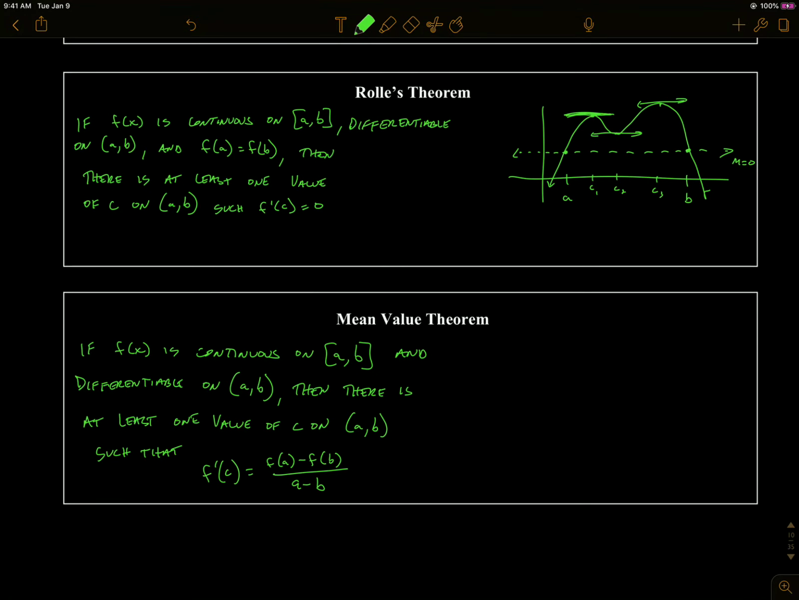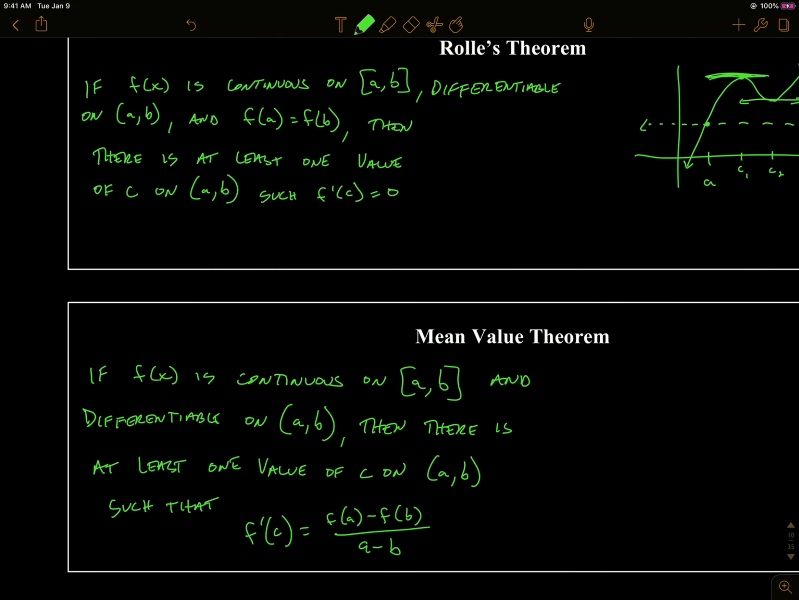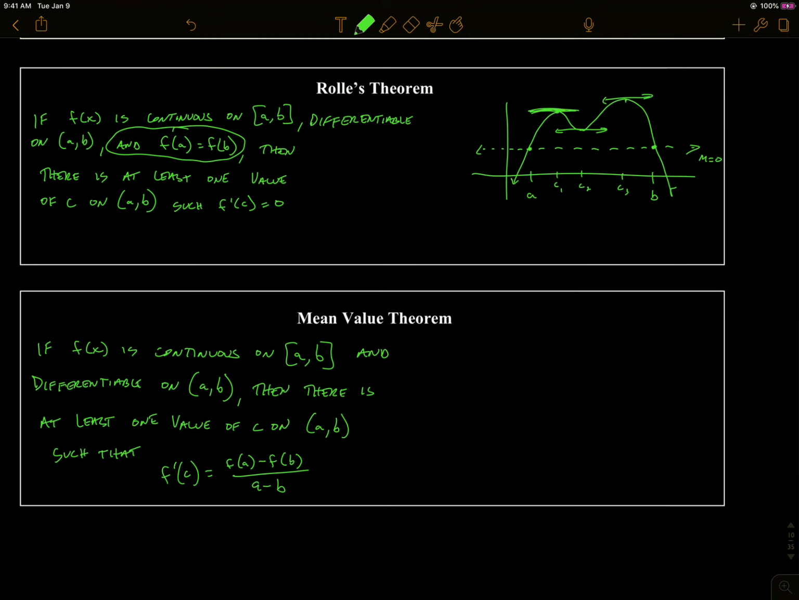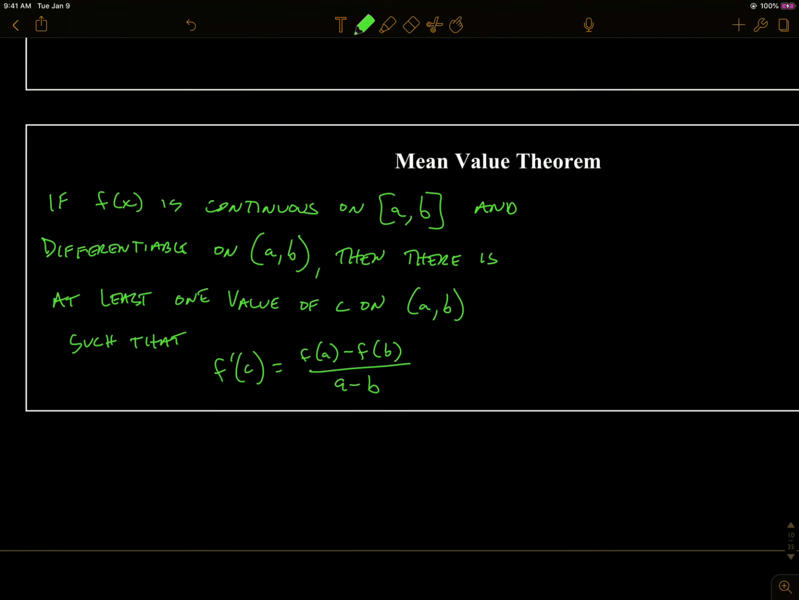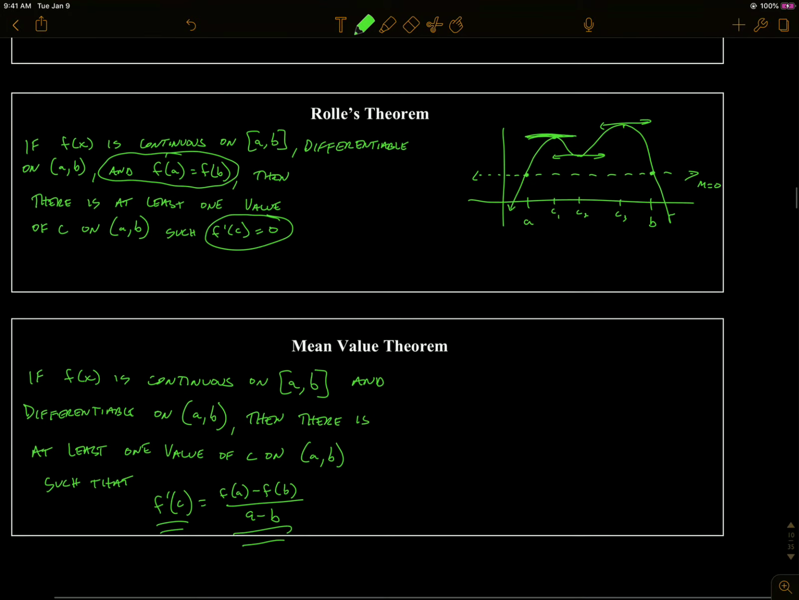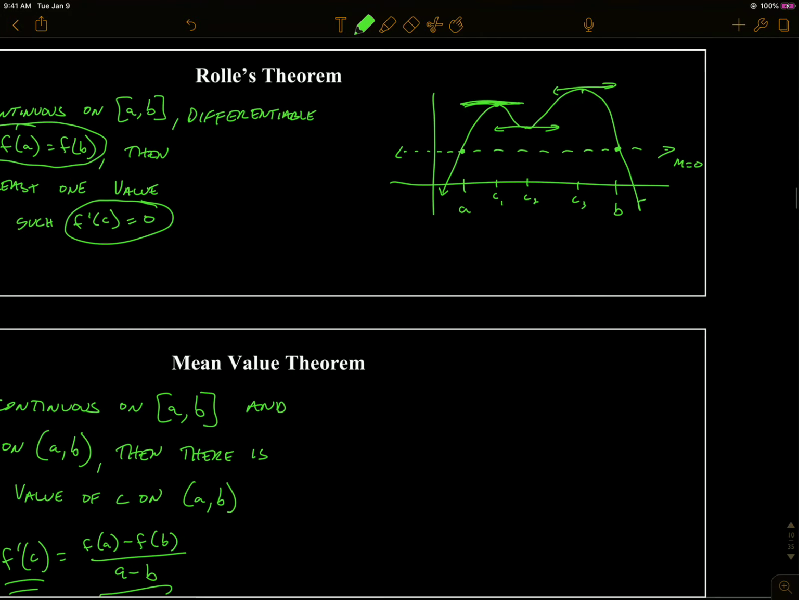So this is a less specific version of Rolle's theorem because we don't need this other condition. They don't have to be the same height on the endpoints. So therefore, I'm not going to be able to say that the derivative is 0. I'll just say the derivative, whatever the slope of the tangent line is going to be, is equal to the slope of the secant line of the endpoints.